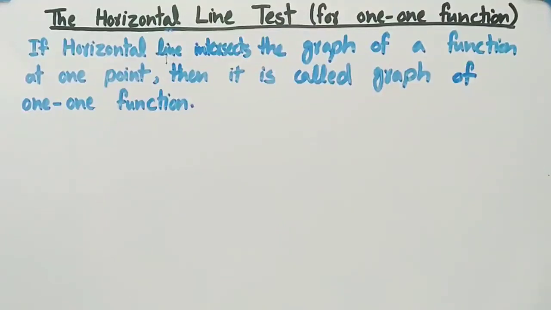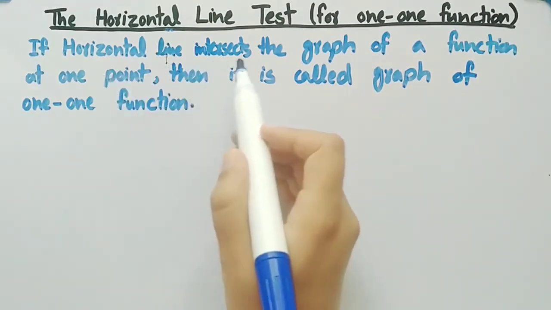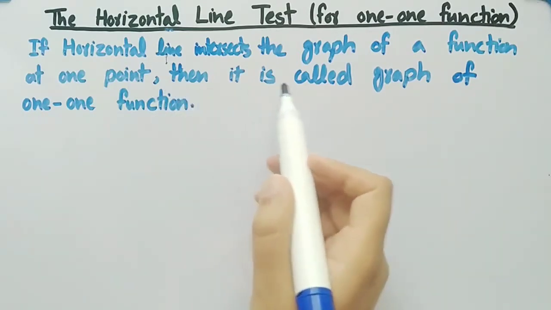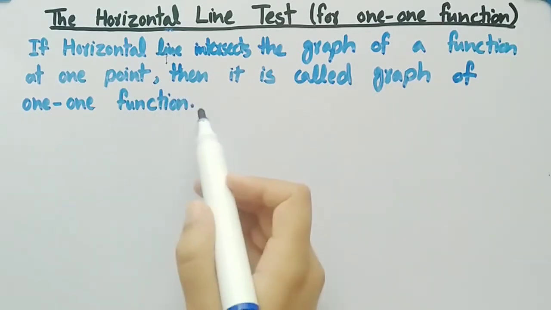In this video, we will see what is horizontal line test to check whether the given graph of a function represents a one-one function or not. Now let's see how we use horizontal line test. If horizontal line intersects the graph of a function at one point, then it is called graph of one-one function.